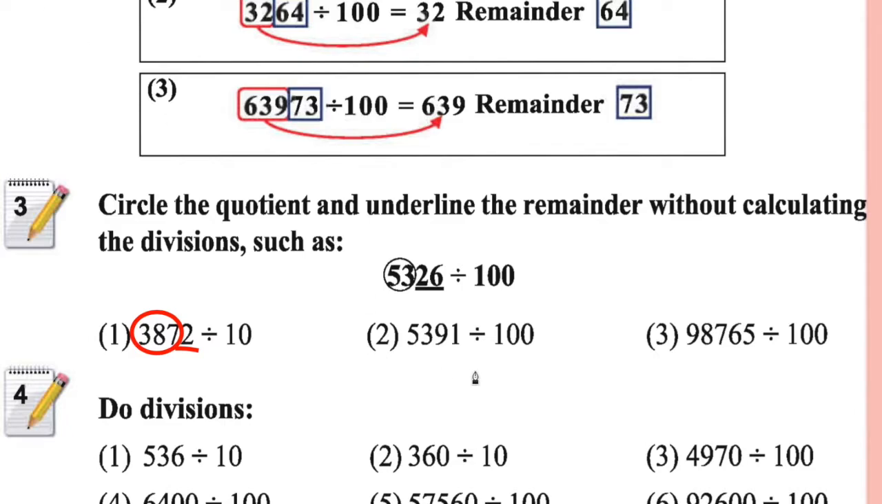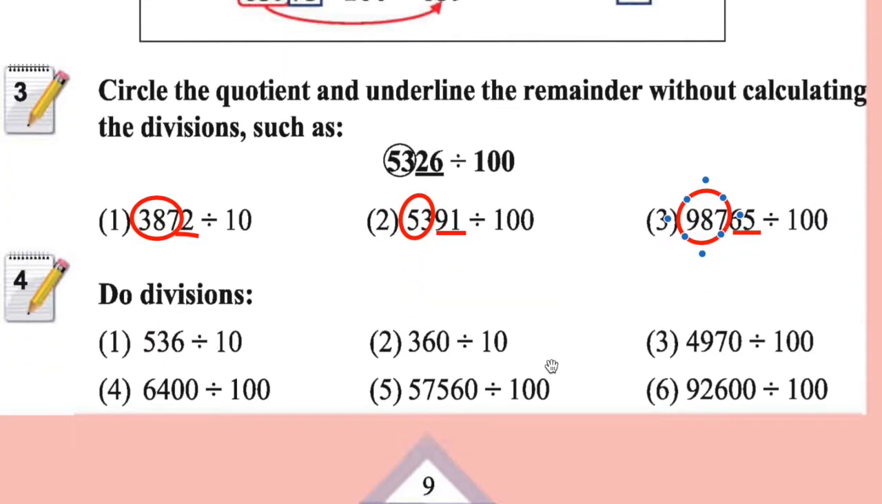Now let's circle the first. Let's make that underline part. Then now you can easily circle it. It's quite simple. Now again, no, underline the remainder. Circle the quotient. What else? Do divisions.